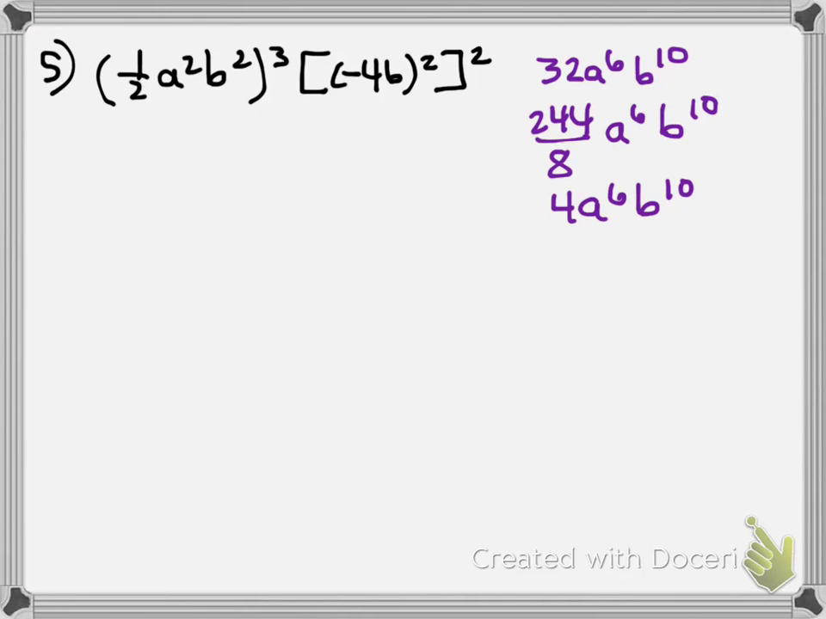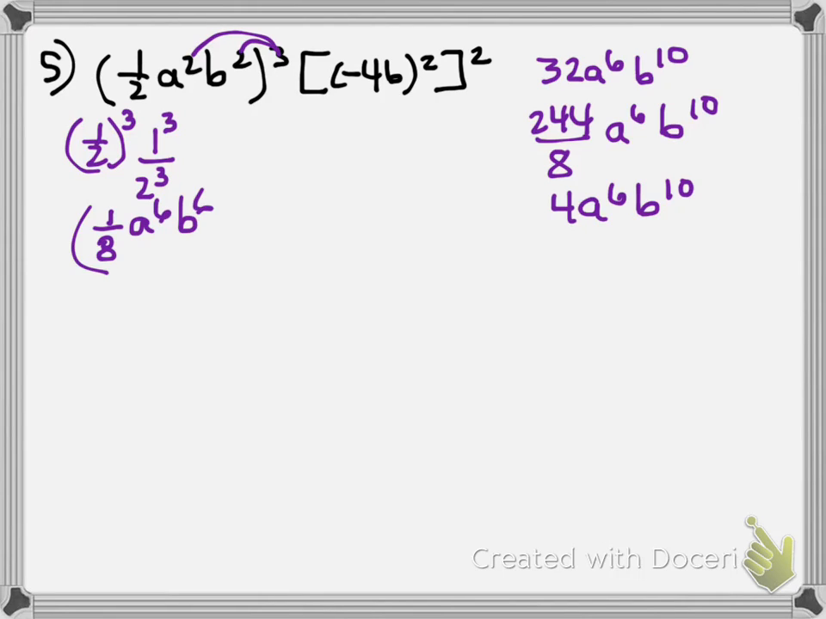So I'm going to cube 1/2. That means I cube 1 and I cube 2. That's how that works. So that gives me 1 to the 8th. A squared cubed, 2 times 3 is 6. B squared cubed, 2 times 3 is 6. So that's the first part. Next, I'm going to square negative 4, which is going to give me negative 4 times negative 4 is 16, and b squared is b squared. But then I have to raise that whole thing to a power.